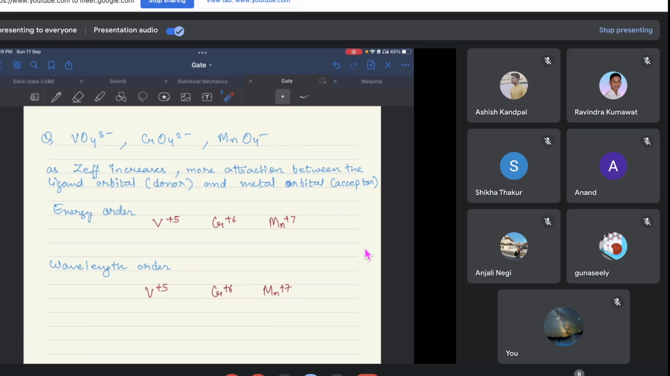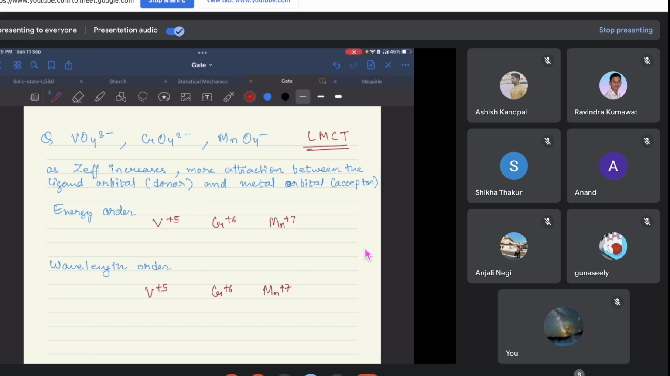So coming to our question, which asked that for these given complexes, we should find out the order of the wavelength of the transition for the LMCT. So for LMCT, we have to find the wavelength of the given transition.